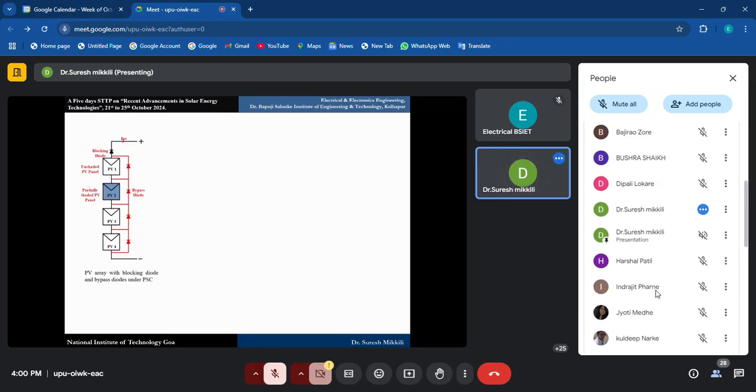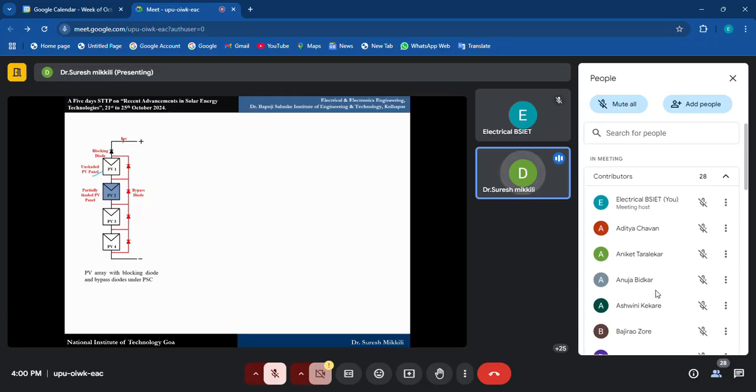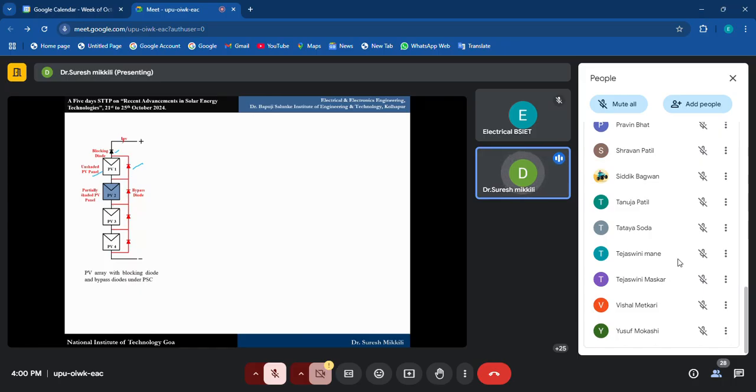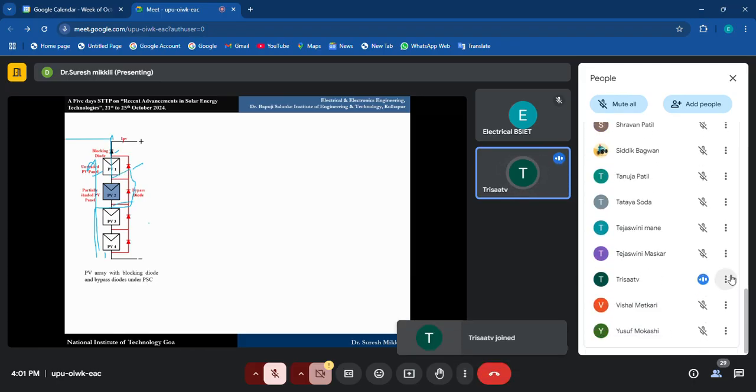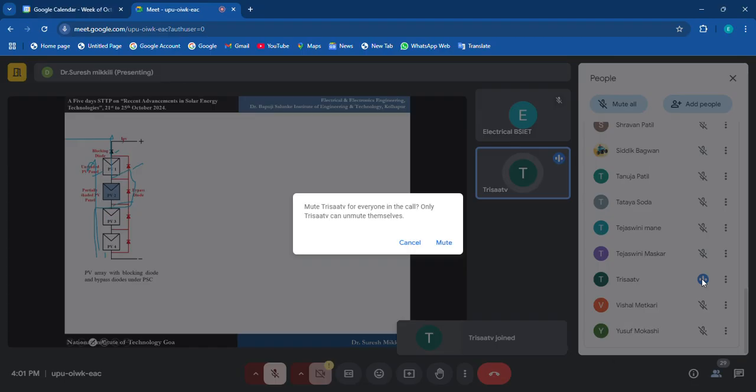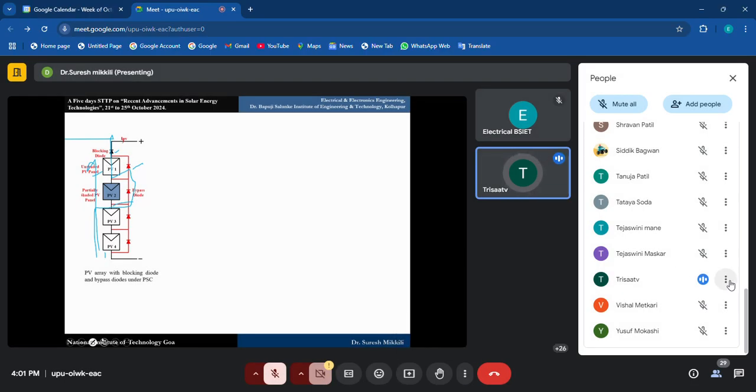Now, this is an unshaded module at 1000 watt per meter square, and this is the blocking diode, this is a bypass diode. I am using the bypass diode in such a way that the current flows like this and will not flow here. During normal, unshaded conditions it flows like this, but during shading it tries to flow through the bypass diode. I hope you understand.